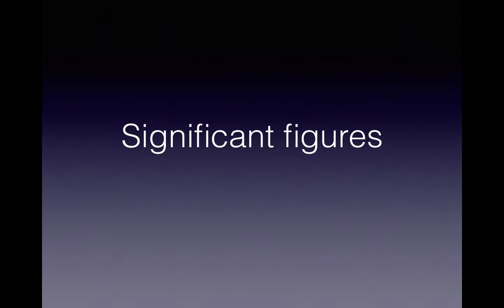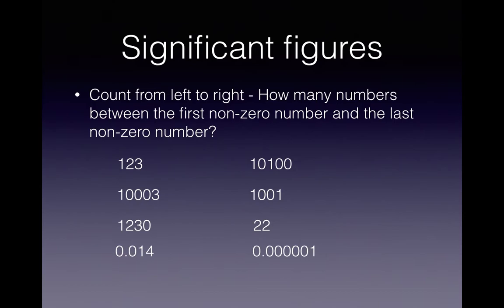Counting the number of significant figures in a number. So, how do we count them? Well, we start on the left. We start with the first non-zero number. We then go to the right until we reach the last non-zero number, and then we count how many numbers are present. Let's start with 123.